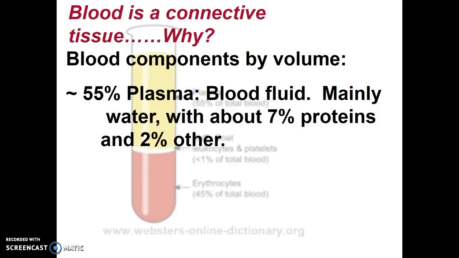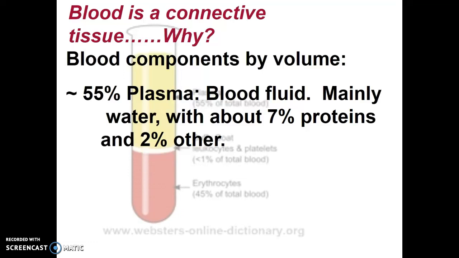So blood is a connective tissue. Why is blood connective tissue? Because it connects the body to itself. Air, we breathe in the lungs. All that oxygen is transported by the red blood cells, the erythrocytes, to all the cells in the body. Food, again, waste products from the cells back to the kidney.